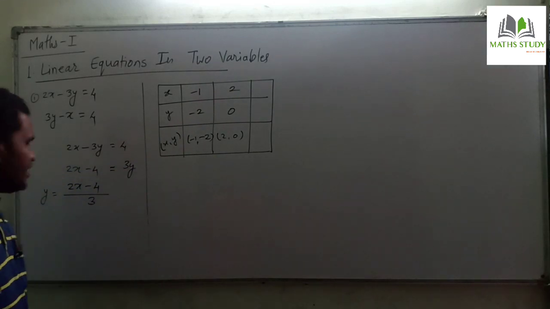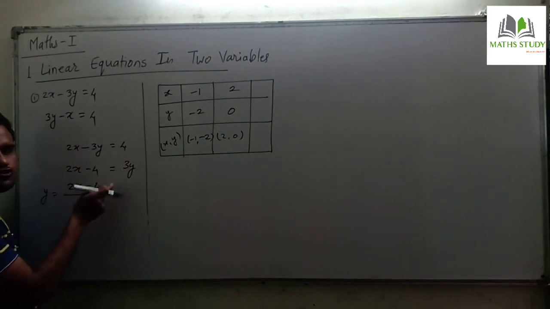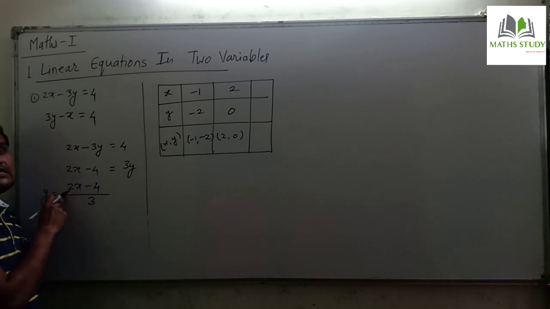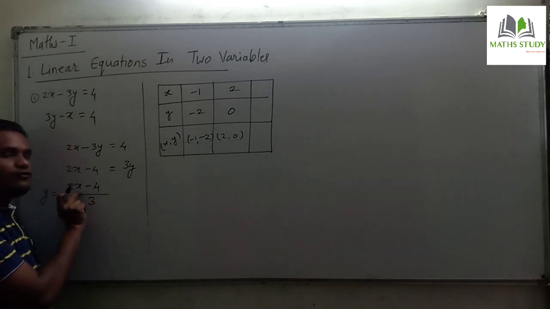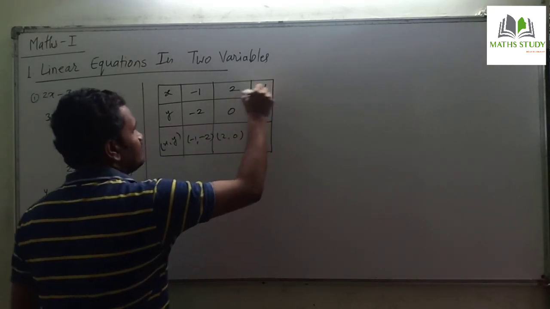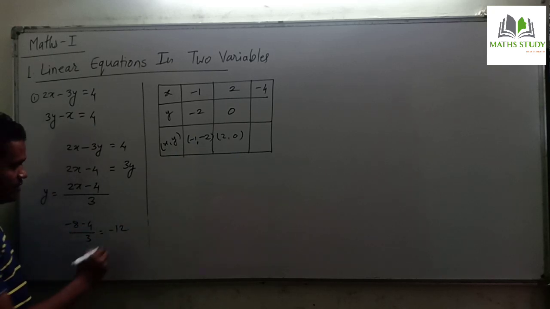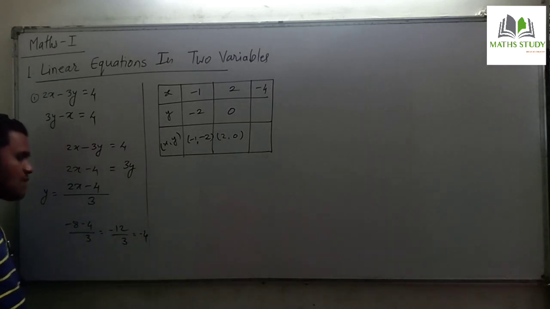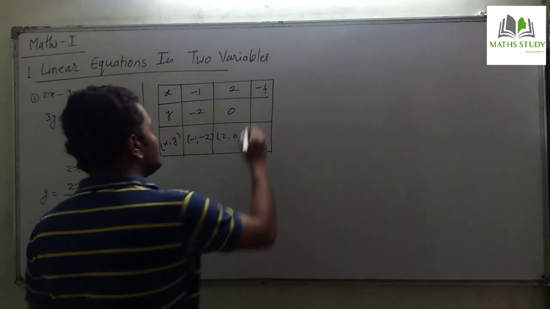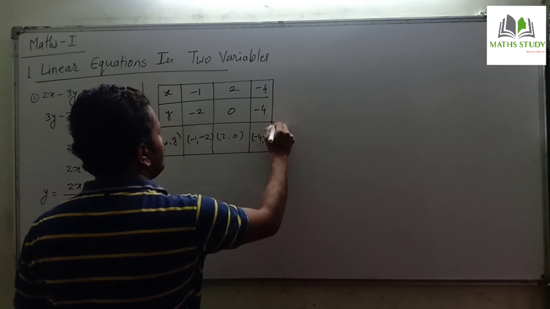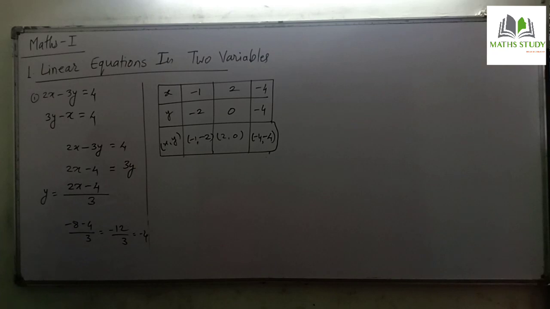2, we have taken 2. Now let's check 3. 3 2s are 6. 6 minus 4 is 2. 2 by 3? No. 4. 4 2s are 8. 8 minus 4 is 4. 4 by 3? No. Minus 4. Minus 4 into 2, minus 8. Now this is interesting. If you put minus 4 here, minus 4 into 2 is minus 8, minus 4, minus 12. Minus 12 by 3 is minus 4, because 3 4s are 12. So you got the point, minus 4, minus 4. In this way you have to take the points.